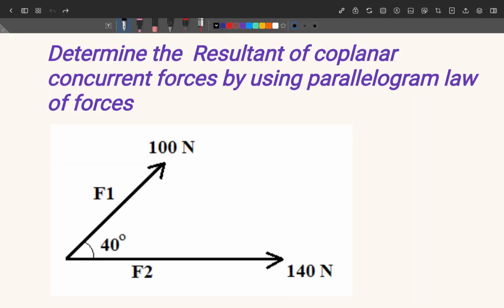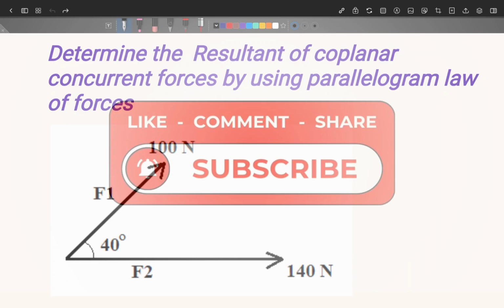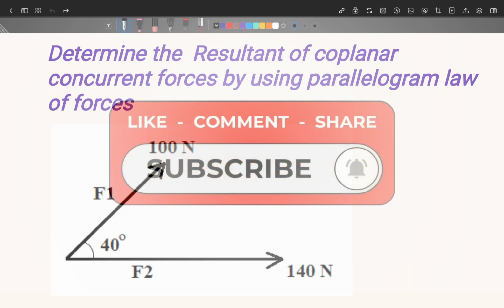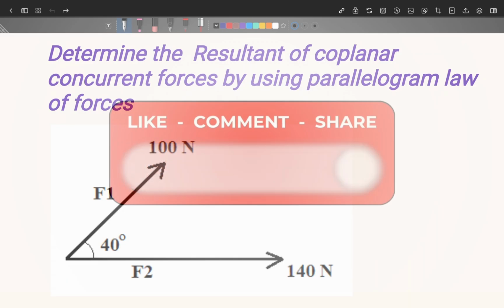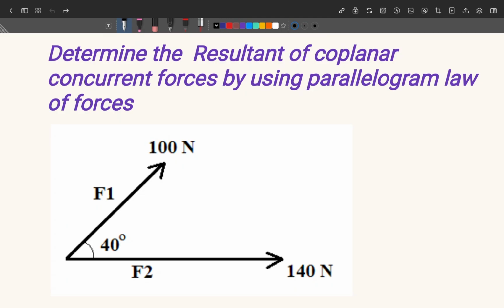In this video lecture, we will learn how to determine the resultant of coplanar concurrent forces by using the parallelogram law of forces. First of all, we should understand what this parallelogram law of forces is and what its formula is.